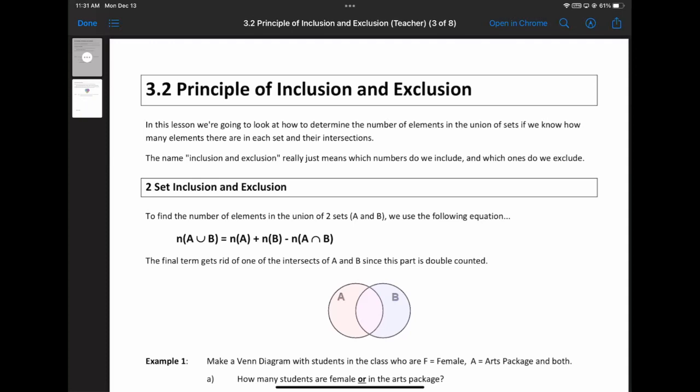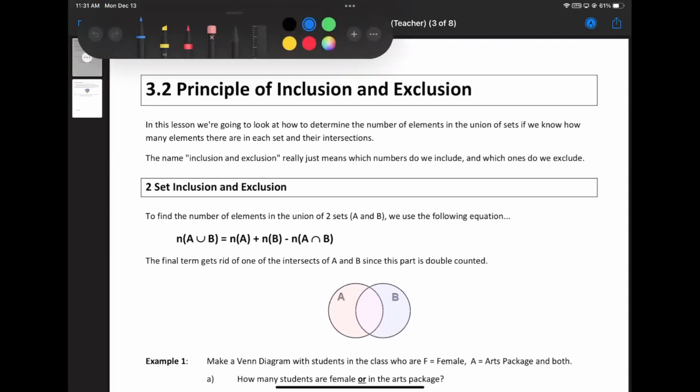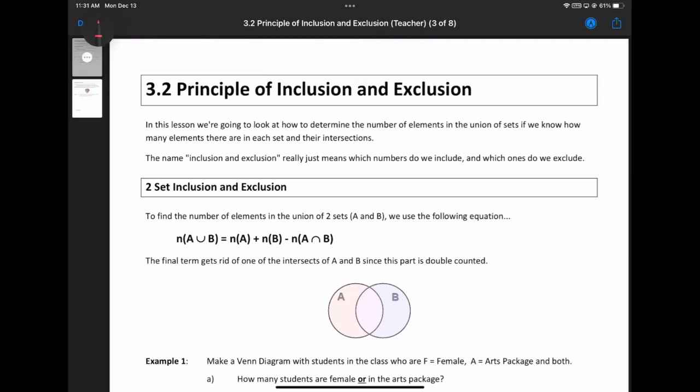Because of that, whenever we want to calculate the number of things in a union, we're going to use this equation right here. It says the number of things in a union will equal the number of things in the first set plus the number of things in the second set minus the intersection.